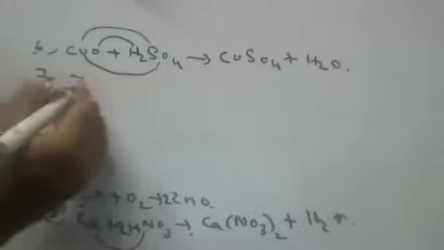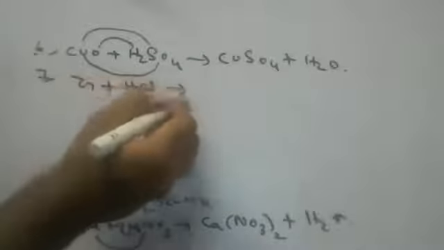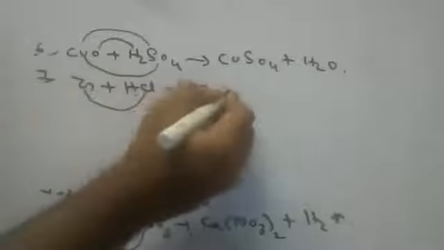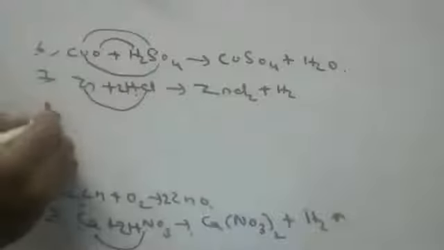Zinc plus hydrochloric acid. Okay, children. Acid with metal gives salt plus hydrogen gas. What is the salt you are expecting? Zinc chloride plus hydrogen gas. 2HCl, so 2. See, you can also give it as a displacement reaction.